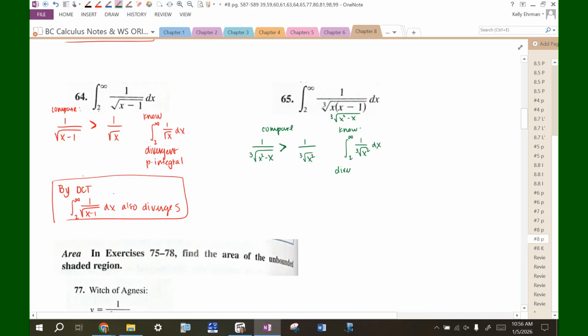is a divergent p integral, because p is 2/3. The rule is that if the power is less than or equal to 1, you have a divergent p integral. So by DCT, just like the last one, if this graph is above this graph, and this graph isn't decreasing fast enough, then the one above it isn't decreasing fast enough either. So by DCT, the integral from 2 to infinity of 1 over cube root of x squared minus x dx also diverges.